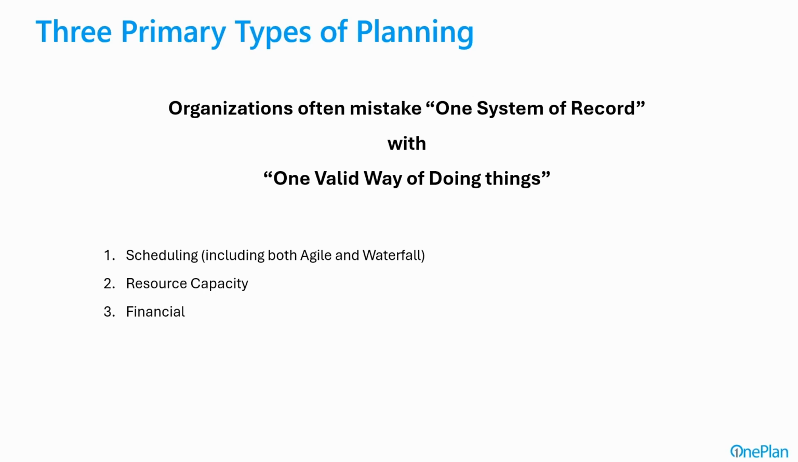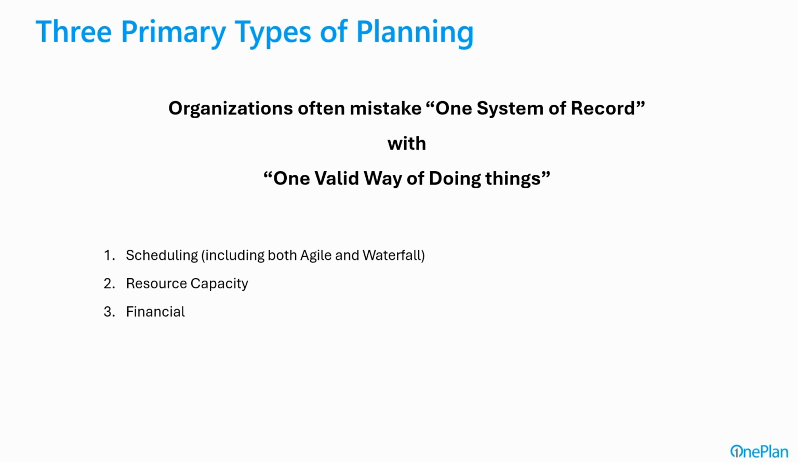I'm going to talk a little bit, and this is where we really start to complicate the donut story. Organizations often mistake one system of record with one valid way of doing things. OnePlan, the product, does not force this. OnePlan recognizes that in any given organization, you really may have 3 different ways of attempting to plan and shape the future. Scheduling, both Agile and Waterfall. We'll show both of these things in the demo and in some slides as well, but it's important to understand that this is one way that people attempt to plan.